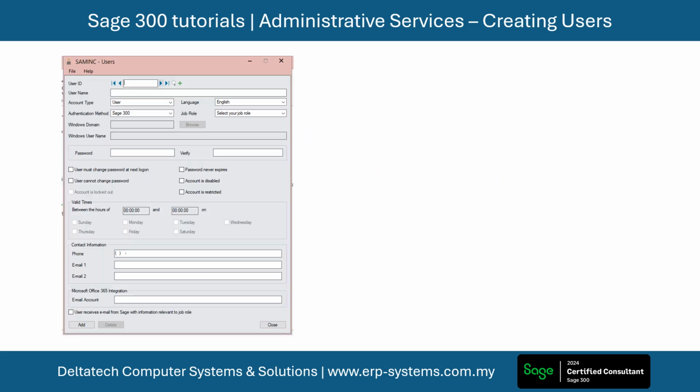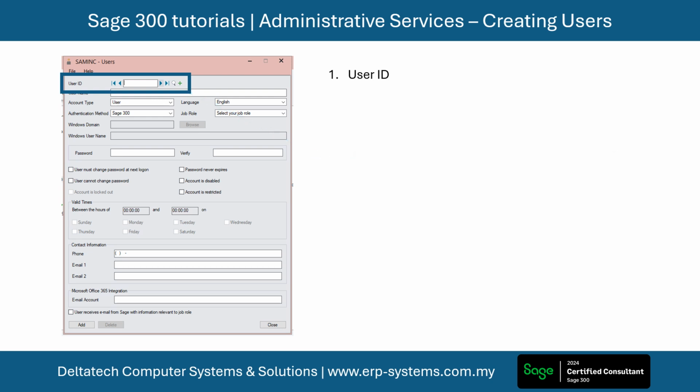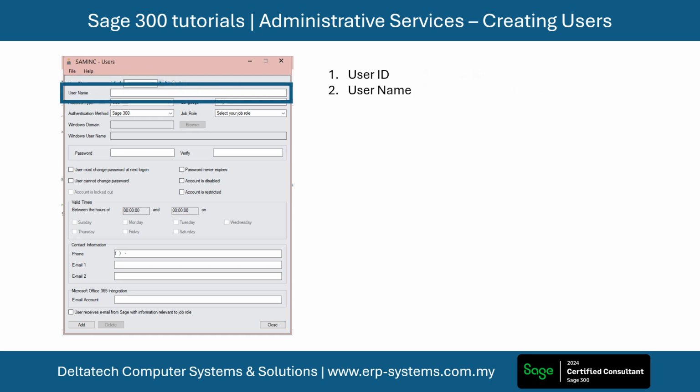In the Users screen, specify a user ID. This ID will be used when logging into Sage. The user ID can be up to 8 characters and must start with a letter. Next, key in the user's name.